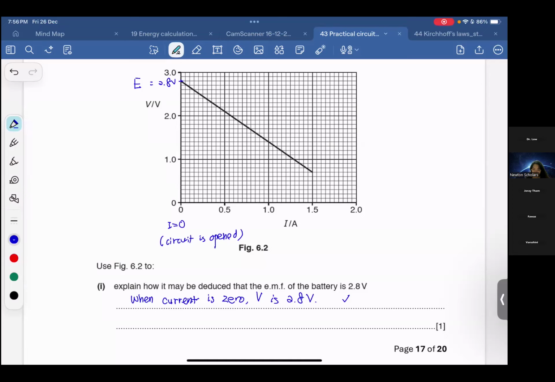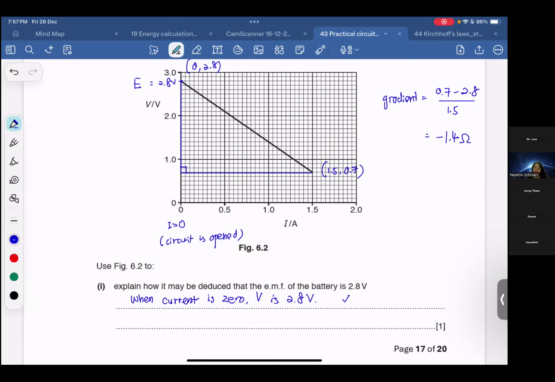Okay, so here I can use the gradient. So we draw a triangle. So here, this point is 1.5. So here is actually 0.7. So here is 0, then 2.8. Okay, gradient is 0.7 minus 2.8 divided by 1.5. So here I get negative 1.4 ohm.